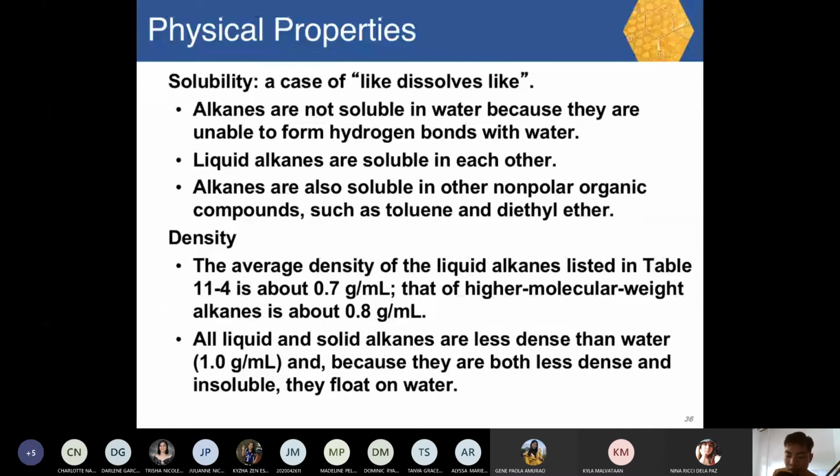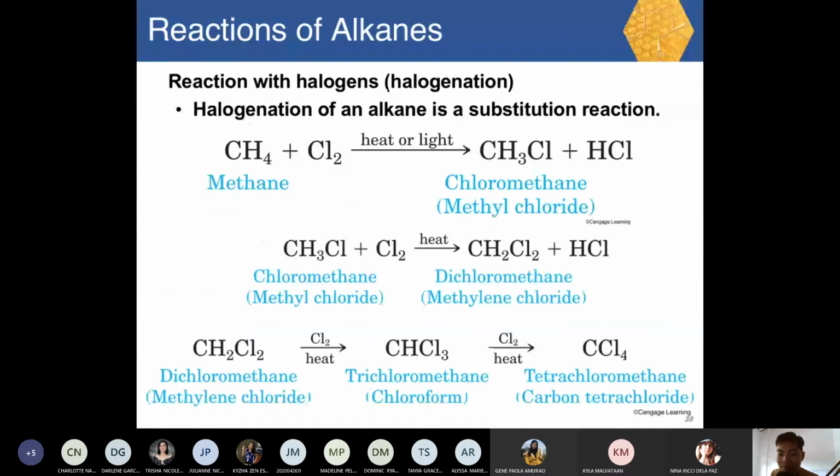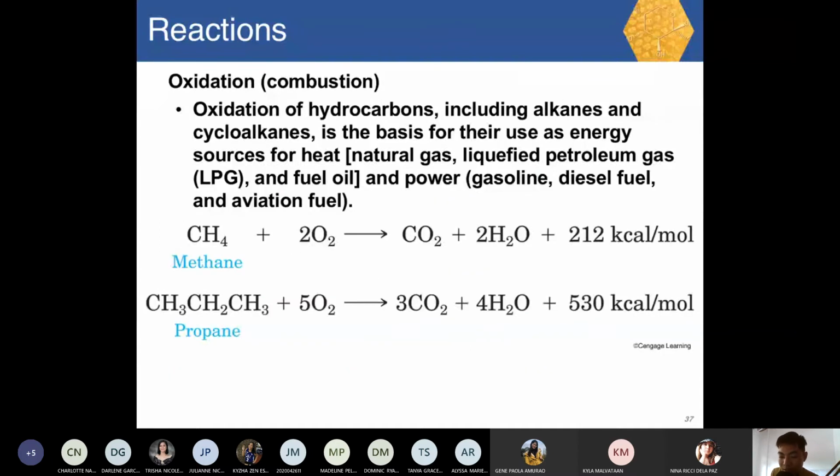Okay? And last one, we have the reactions. We're almost done today. Thank you, Lord. So let's have the reactions of our alkanes. There are only two, just the basics. Let's discuss the first reaction. The first reaction of our alkane is what's called the oxidation reaction.